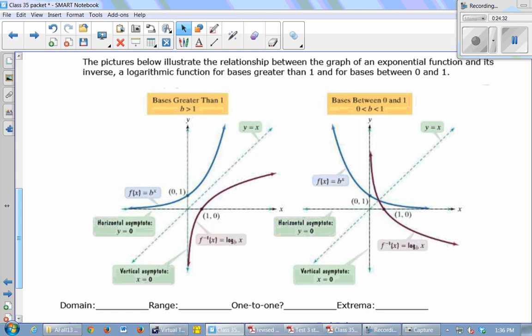So here's bases greater than 1. We've got exponential growth. Reflect that over the line y equals x to get the inverse. And that is the graph of log base b of x. Y equals log base b of x. And then here's the graph when b is between 0 and 1, you get exponential decay, the blue graph. Reflect over the line y equals x, and you get y equals log base b of x.